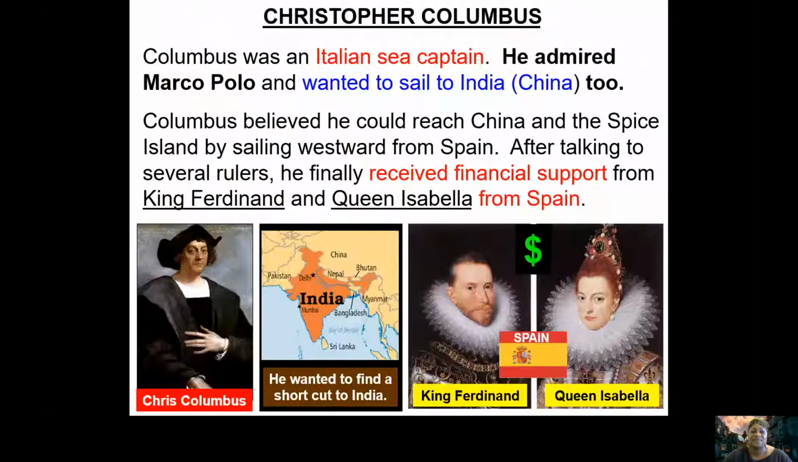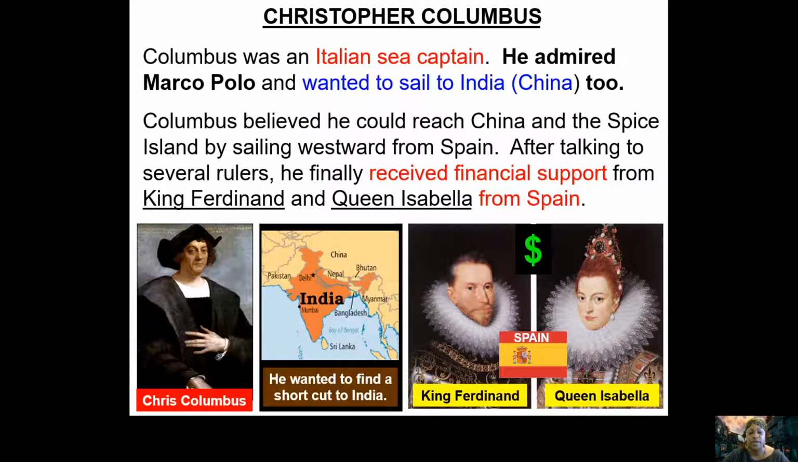Let's talk about Christopher Columbus. See, Columbus was an Italian sea captain, and he really admired Marco Polo. He loved the way that Marco Polo was able to sail to India. Now, during this time in history, when we say India, we're talking about the area near China, okay, China, but it was called India during that time. Well, Marco Polo was so successful, and he brought back spices, and he provided silk for trade. Marco Polo just brought a lot of wealth into European countries.